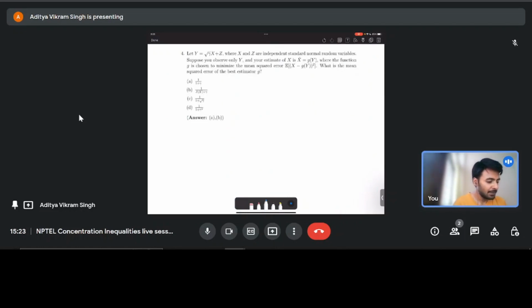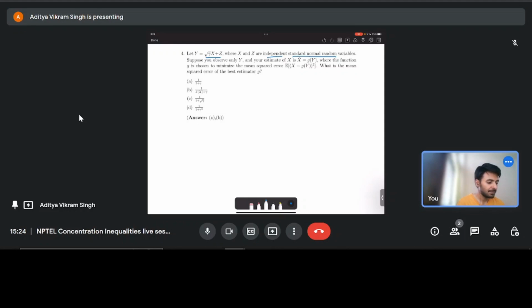Let Y be root gamma X plus Z, where X and Z are standard normal variables, all N(0,1), and they're independent. Suppose we only observe Y. Based on this observation, we want to reconstruct X, where the function g is chosen to minimize the mean squared error. What is the mean squared error?